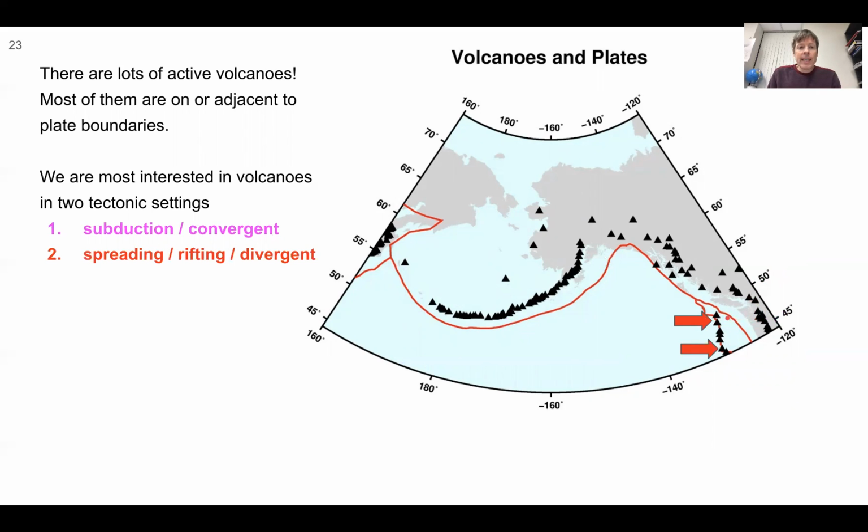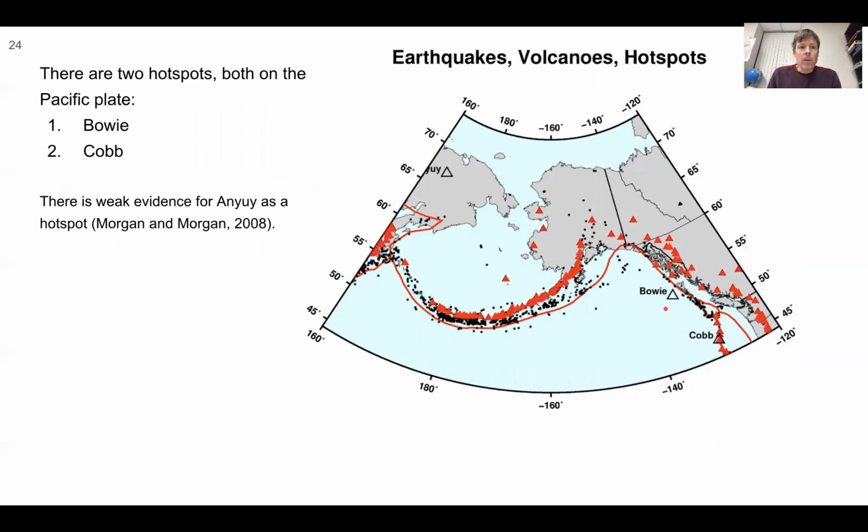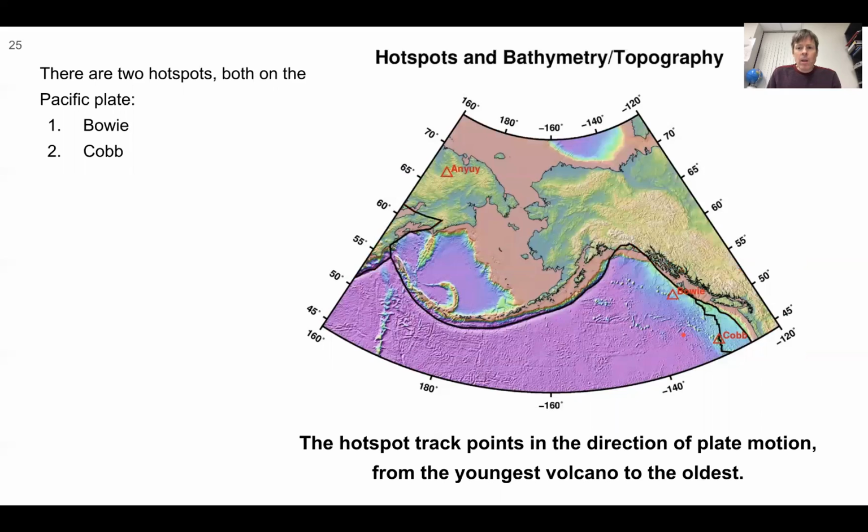And we're also interested in volcanoes in the region from spreading, rifting, or divergent. So here we have volcanoes, right on the spreading between the Juan de Fuca plate and the Pacific plate. And these arrows are just pointing them out. These are not plate motion arrows as we've seen before. There are two hotspots, both on the Pacific plate, the Bowie and Cobb hotspot. We'll look at these in a little more detail now.